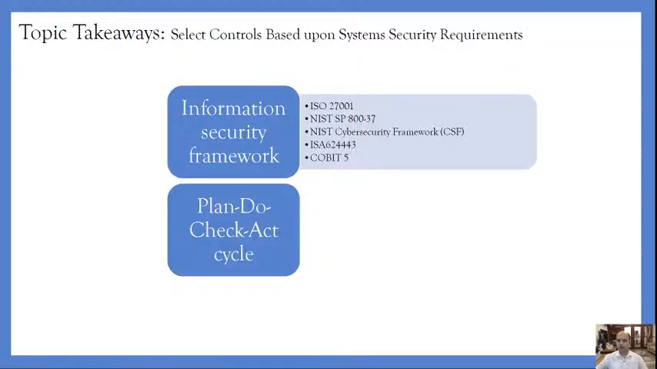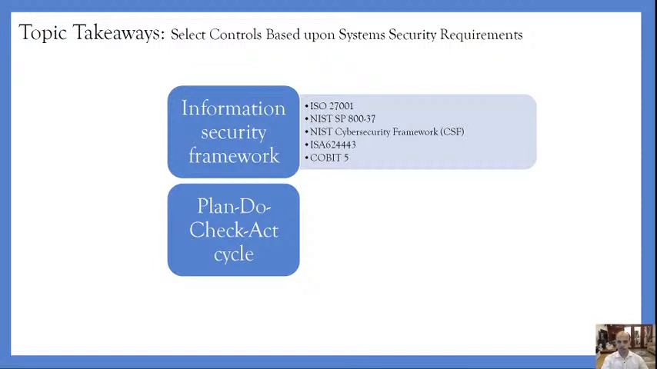Moving further to the next topic, that is select controls based upon system security requirements. In any scenario, in any environment, you need to implement some security controls, but from where exactly will you get these controls? From some standards or from some frameworks? In this topic, ISC2 wants you to understand that there are some frameworks available from where you can take these controls and do the baselining, which means you can select that these are the 10 controls which will be implementable in my environment.